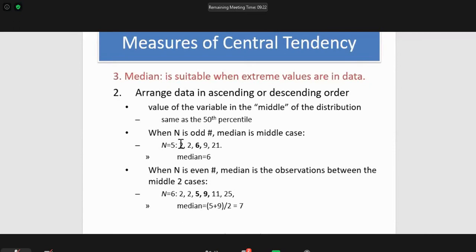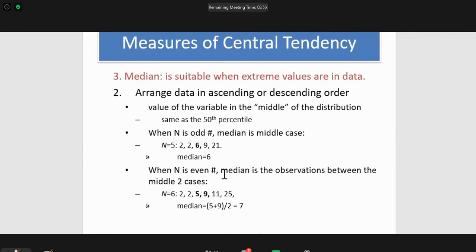So when you arrange the data, you can have two cases. When your number of observations is odd, for example, you may have 5 observations, so n is odd here. When you arrange them in ascending order, you can have the central value as the middle value of this. So that means 6 is the central value. You can have median equal to 6 for this.